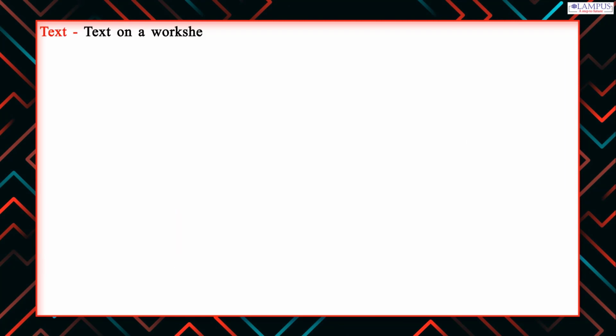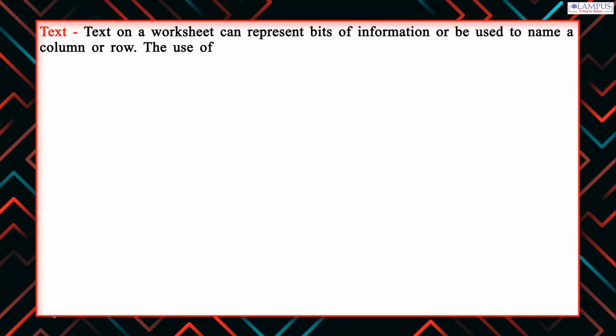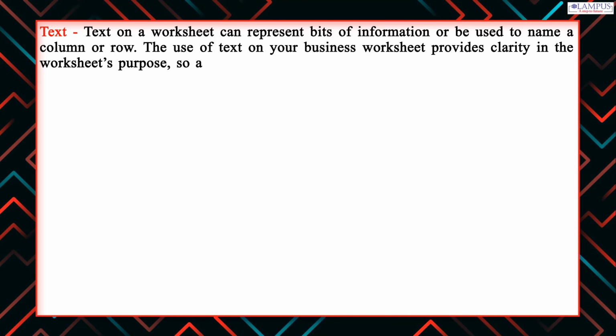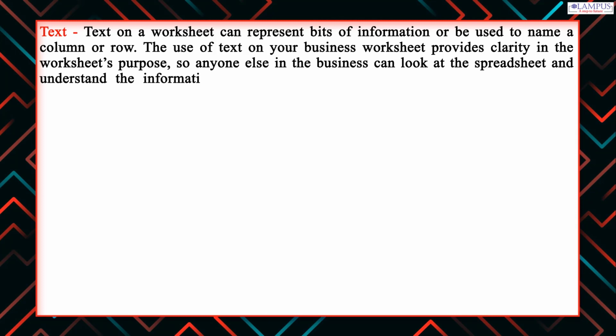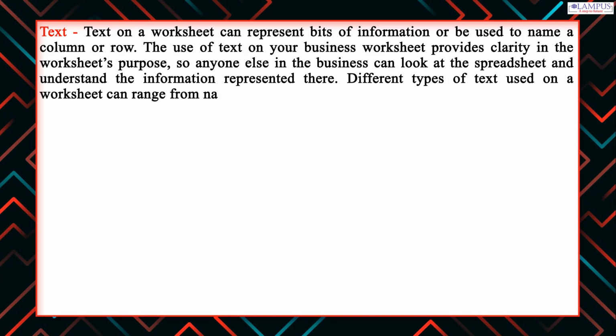Text. Text on a worksheet can represent bits of information or be used to name a column or row. The use of text on your business worksheet provides clarity in the worksheet's purpose, so anyone else in the business can look at the spreadsheet and understand the information represented there. Different types of text used on a worksheet can range from names of people to product names to customer addresses.